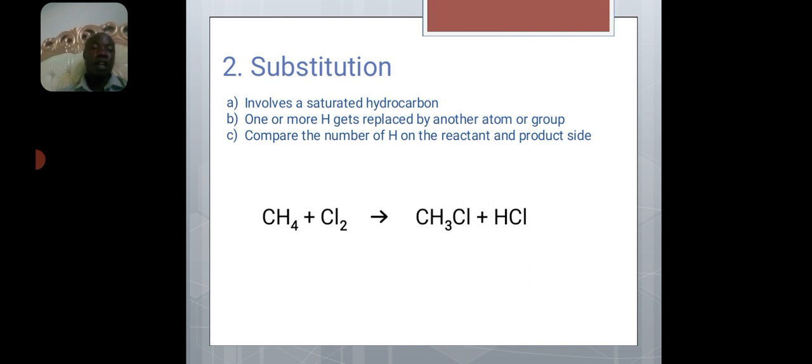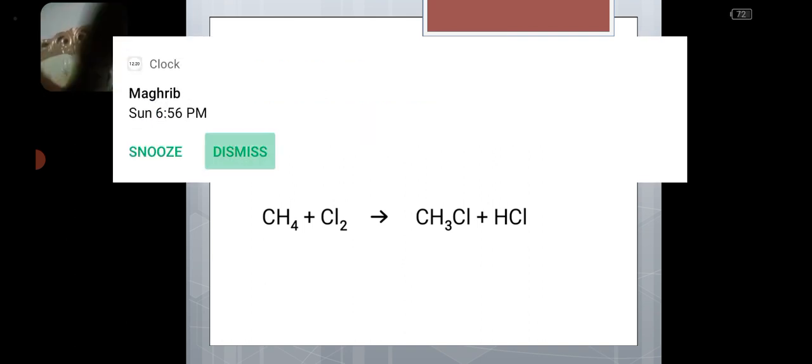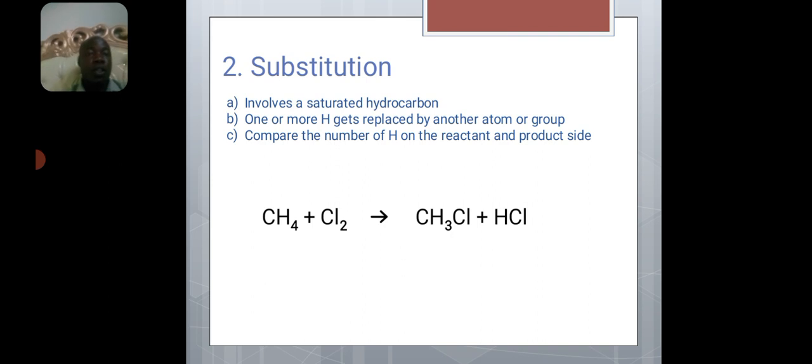So now then another type of reaction is substitution reaction. Substitution reaction involves saturated hydrocarbons. It's mostly for saturated hydrocarbons, because when we say substitution, because the compound is saturated, it doesn't need to accommodate more electrons. So that is why whenever we talk about substitution reaction, the first thing that will come into our mind is alkanes, because alkanes are saturated hydrocarbons.